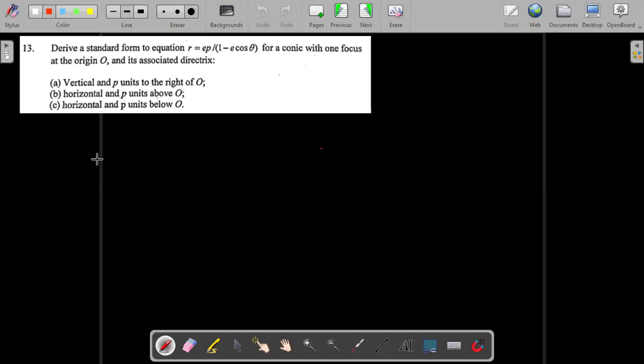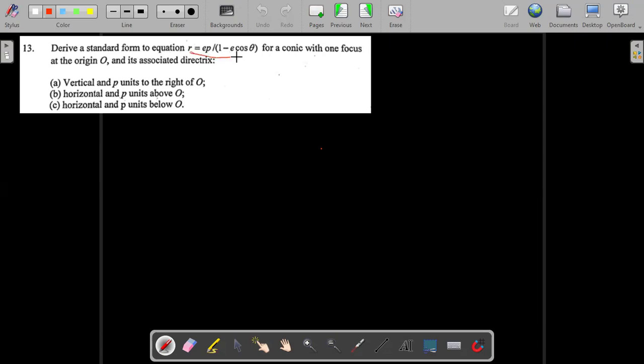So in this class, we are going to get an understanding of how to derive a standard equation for r with conic sections. So we're starting with question 13. What they're asking us is to derive a standard equation of the form.